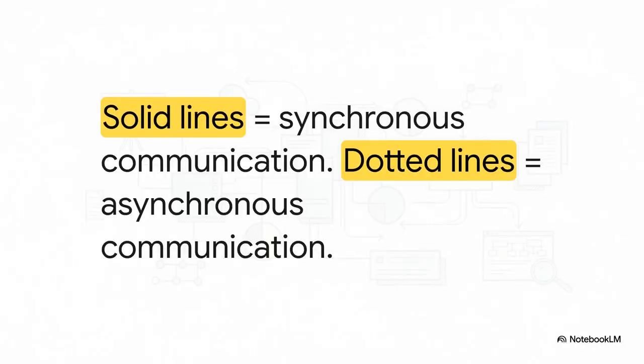A confusing diagram is so much worse than no diagram at all. And if you remember only one single thing about drawing lines, please make it this. This is one of the few rules that is almost universally accepted. Solid lines mean a synchronous call. I call you, I wait for your response. Dotted lines mean asynchronous. I fire off a message and forget about it. It's such a simple little cue that tells you a massive amount about how the system behaves.